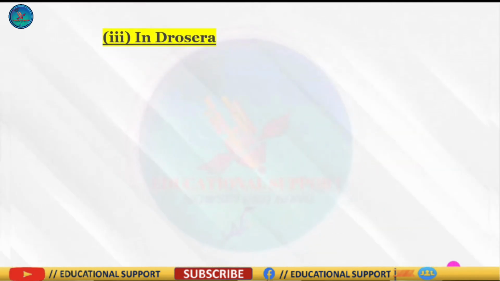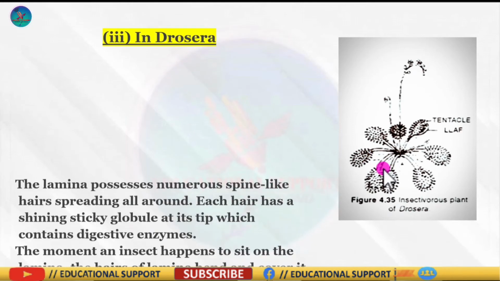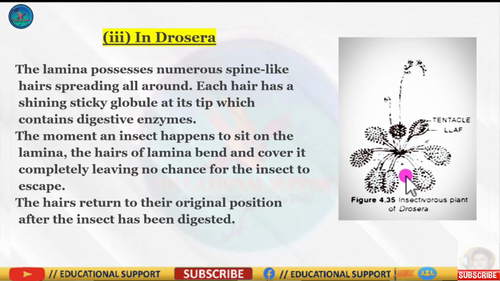In figure 4.35, you see that in Drosera, the lamina possesses numerous spine-like hairs spreading all around it. And the moment an insect happens to sit on the lamina, the hairs of the lamina bend and cover it completely, leaving no chance for the insect to escape. Each hair has a shining, sticky globule at its tip which contains digestive enzymes, and these hairs are very sensitive to touch. You see the picture.